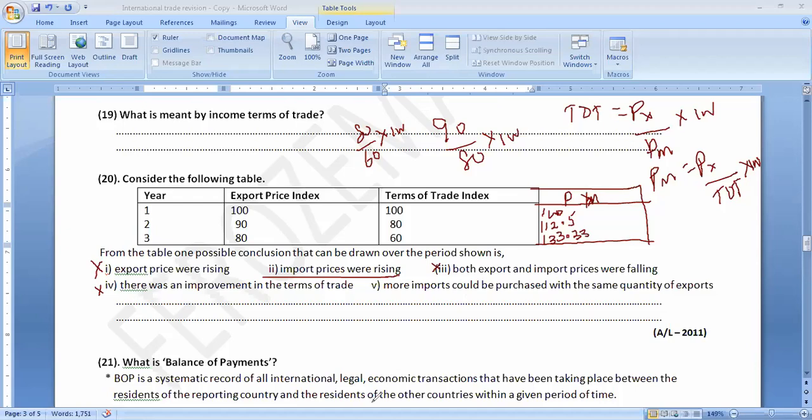If the terms of trade improves, only the fifth one will take place. But here improvement is not there. Therefore, fifth also wrong. So third is the correct answer. Did you understand this? Any doubts you all have? If you have anything, please tell. I can clarify.